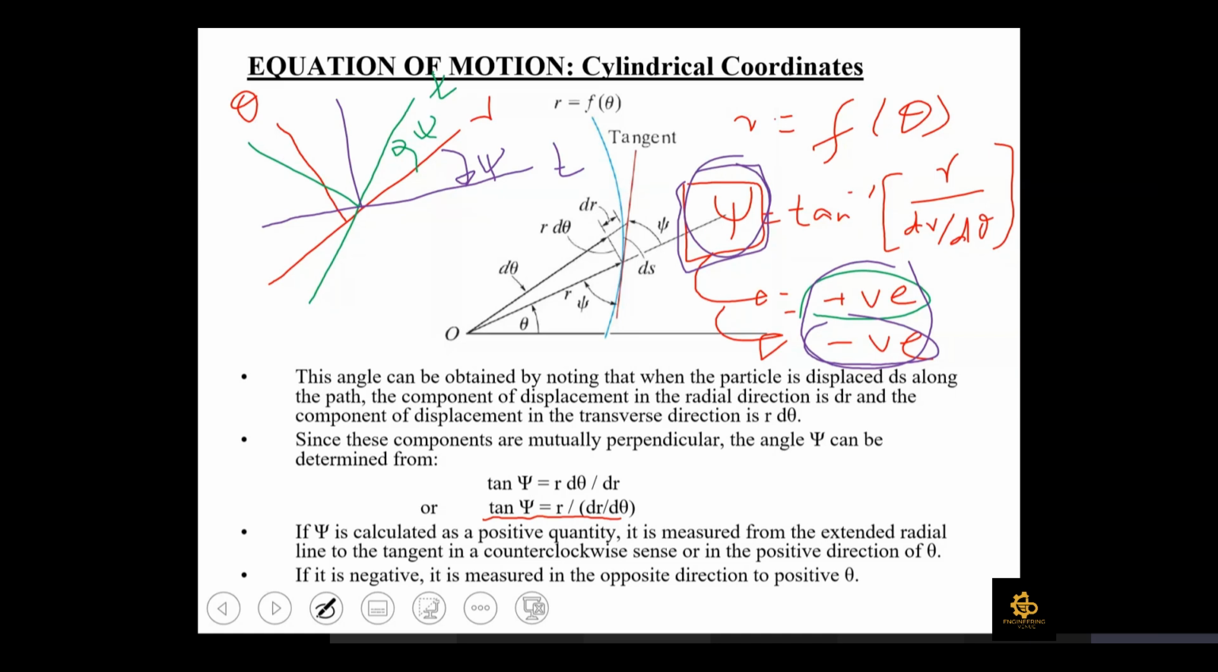So you should determine this value psi first of all. After that, once you have determined this psi, then you are going to complete the free body diagram. You are going to indicate the various forces which are involved in that problem, and then you apply the equations of motion along the r axis.